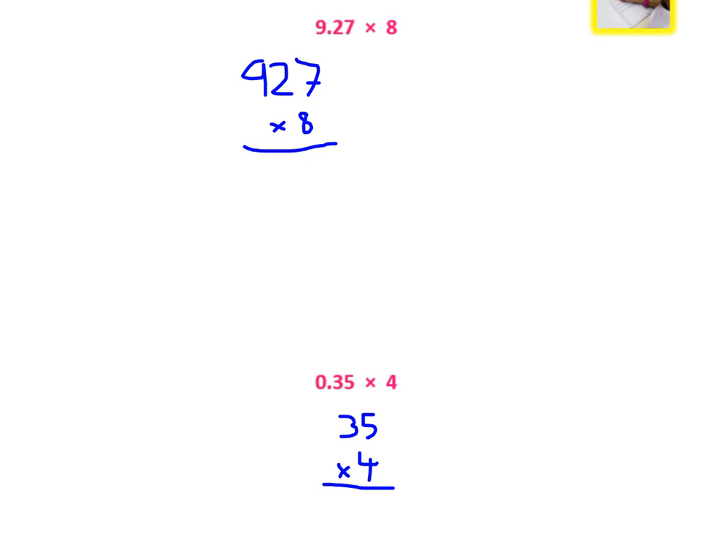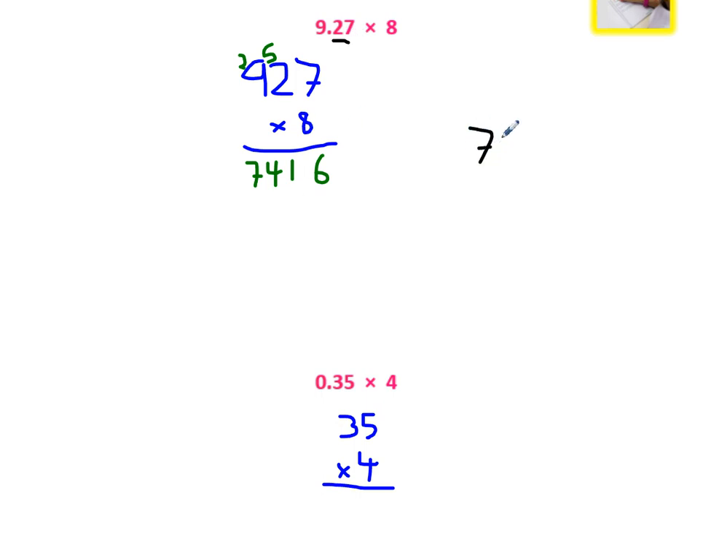Okay, hopefully you've had a chance to try, and now you're going to check your answers. To start with, you work out 927 times 8. 7 eights is 56, carry the 5. 2 eights is 16, plus 5 is 21, carry the 2. 9 times 8 is 72, plus 2 is 74. So 7416. Then you've got to work out how many DP there are in the question. In total there's 2 DP in the question, so you need 2 DP in the answer.